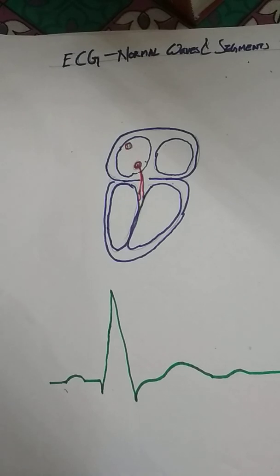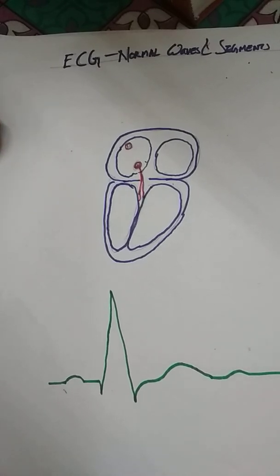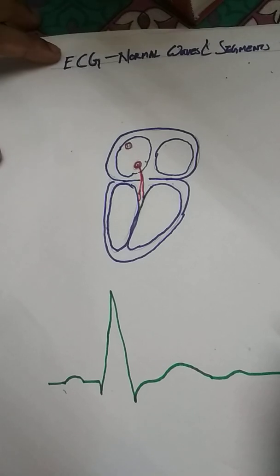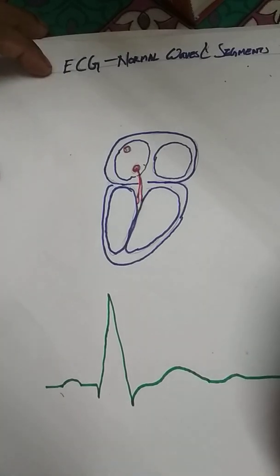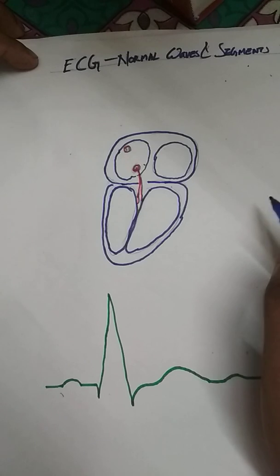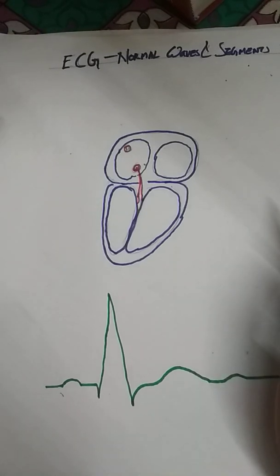So today we are going to discuss the normal ECG, the normal waves and the normal segments of the ECG. The ECG interprets the electrical activity of the heart. In ECG, one thing is very important: we are only concerned with the depolarization and repolarization of different segments of the heart, and only with the electrical activity of the heart.